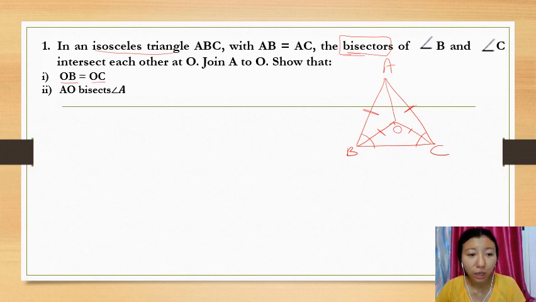And AO bisects angle A. What we have to prove is that AO bisects angle A.